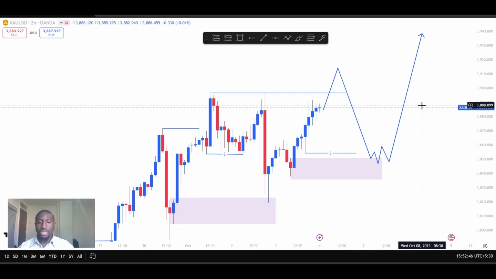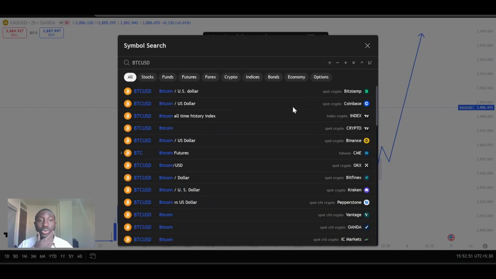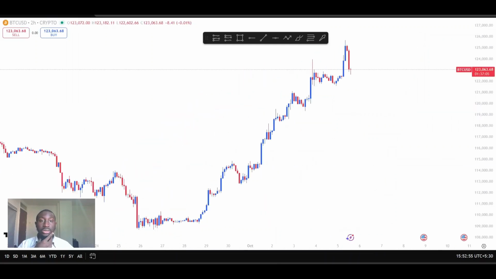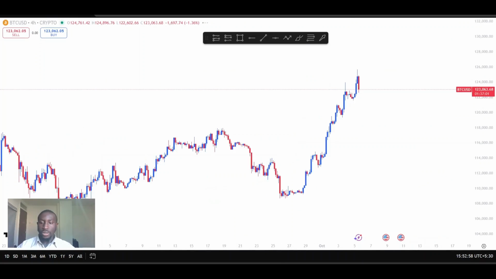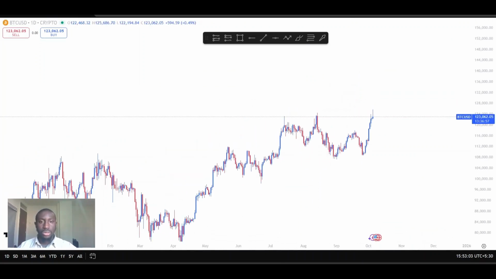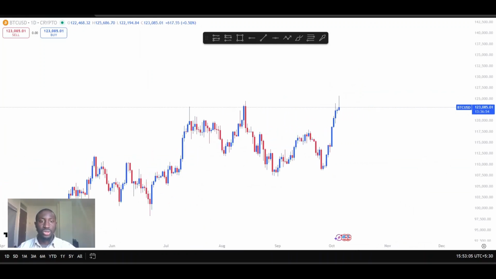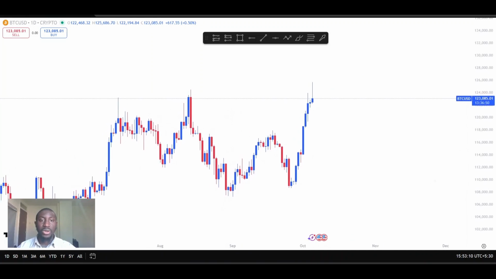So which market? Let's do BTC for now. BTC is just going up. I don't know what BTC is doing though. Let's go to the 4 hours time frame. Let me go to daily. You see, this is just moving up. So for now, we just have to keep buying. But any buy you want to take for now has to be short term.